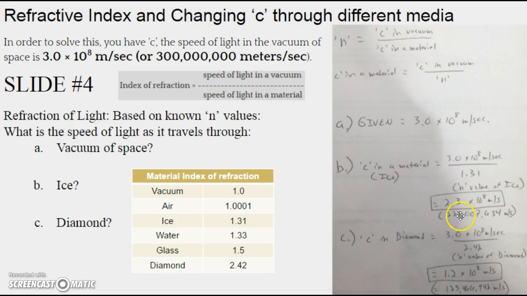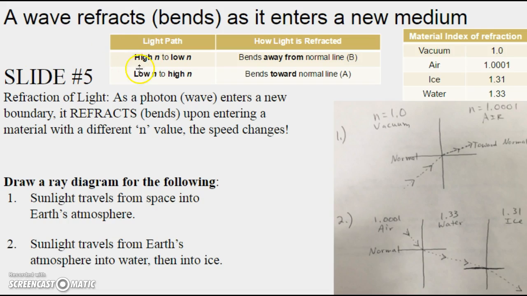And if you look at your calculator, it's not in scientific notation, it's 229,007,634 meters per second. So now I'm going to have you solve for what's the speed of light traveling through a diamond, which is an n value of 2.42. So 3 times 10 to the 8th meters per second divided by 2.42, that's the n value in diamond. It's 1.2 times 10 to the 8th meters per second, which is 123,966,942 meters per second.